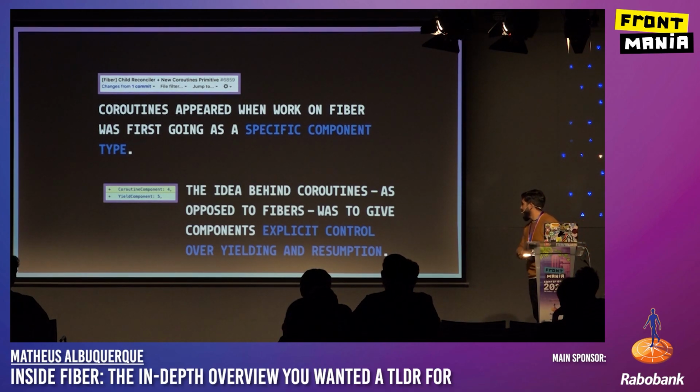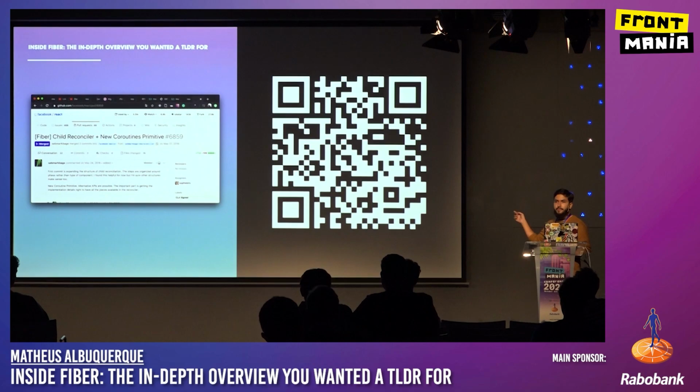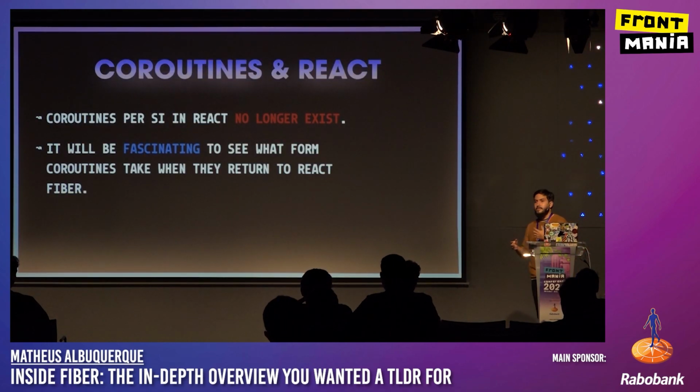That's, by the way, the same file we saw in the beginning where you have the different component types. And the idea back then was actually to give explicit control over yielding and resumption of the work. And by the way, that's a pretty interesting PR if you want to check it out. I definitely recommend it. But the thing is that back then they stumbled, it was difficult for them to optimize that, even optimizations around memoization were complicated, and the abstraction itself was also complicated. So they no longer exist, at least not for the definition we saw. But at the same time, I admit it's going to be fascinating to see new work involving that.